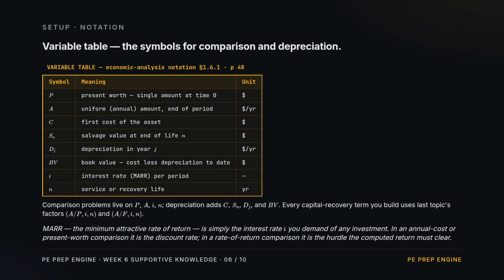The notation. Comparison problems run on present worth, the annual amount, the interest rate, and the life. Depreciation adds first cost, salvage, the yearly depreciation, and book value. The interest rate here is your minimum attractive rate of return, the hurdle every dollar must clear. And every annual cost term is built from last topic's capital recovery and sinking fund factors.